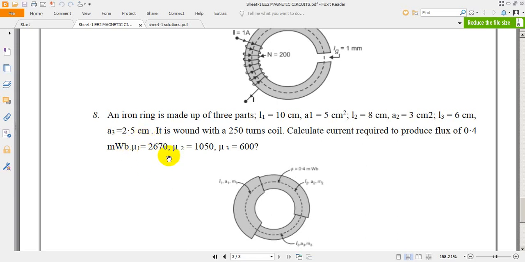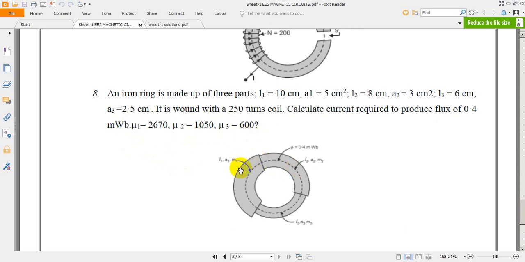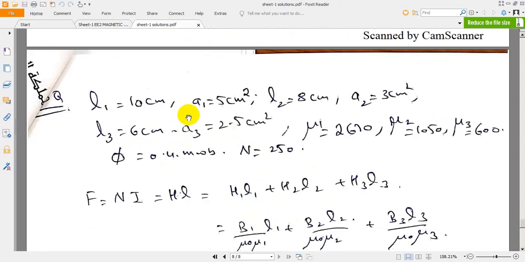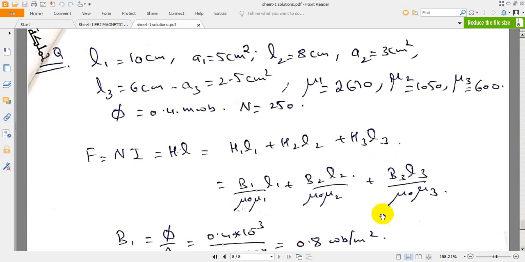mu2, this is the permeability of the material 1, permeability of the material 2, and permeability of the material 3. These are the three different materials with different lengths and different cross sectional areas. For this kind of problem, it is very simple. Just one expression is extended.